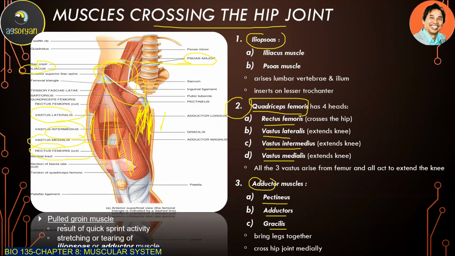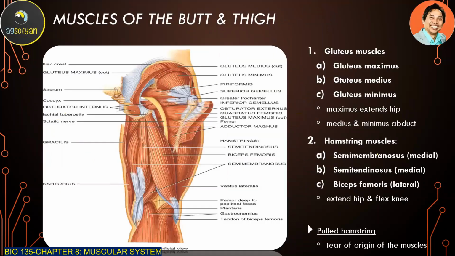Sometimes someone has a pulled groin muscle. This is usually stretching of the iliopsoas muscles and the adductor muscle. You can feel pain inside the groin area. Next, muscles of the buttock and the thigh, the back thigh.